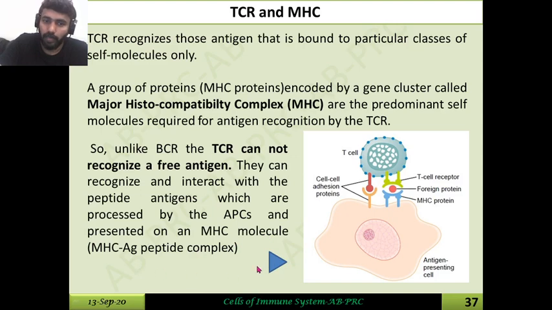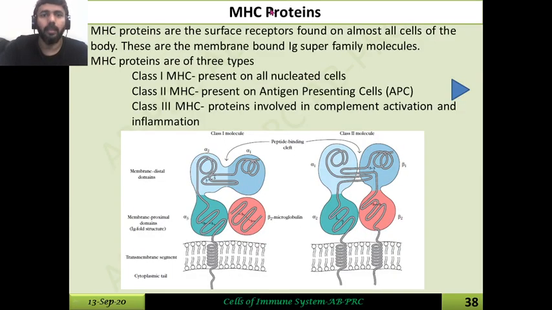Right. So that particular complex is called the MHC antigen peptide complex. You can see here, this is the antigen presenting cell. So this APC will present the antigen on a molecule called MHC protein. So these MHC proteins are the self molecules. We can have a detailed look at MHC and APC. So here it is about MHC.